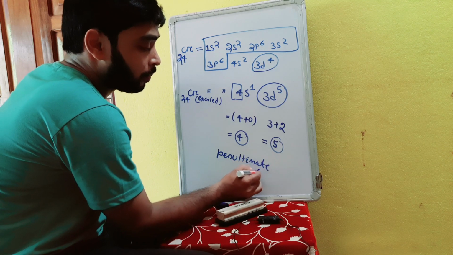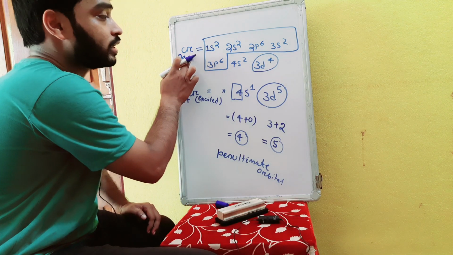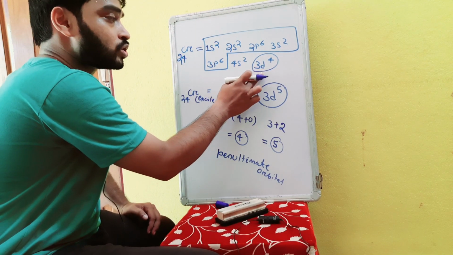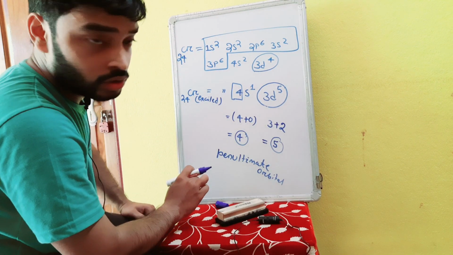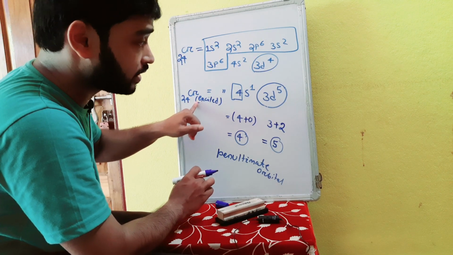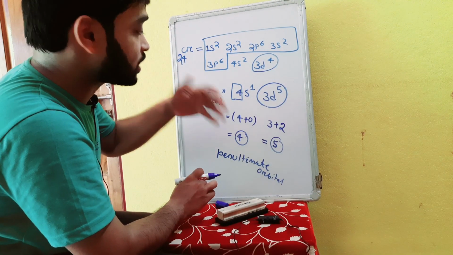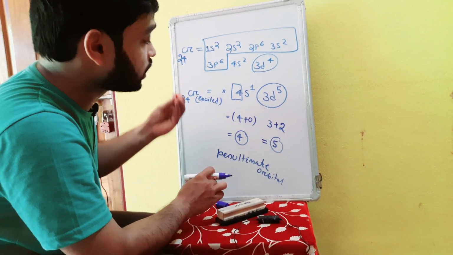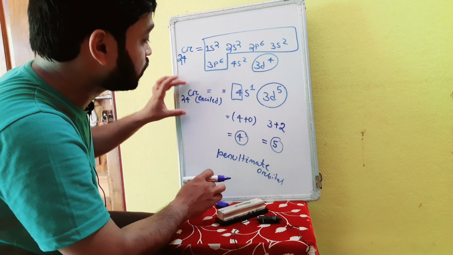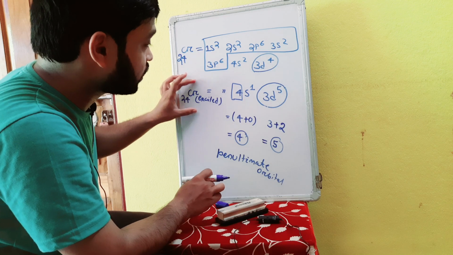So here the chromium atom, which in the ground state contains a 3d orbital, shows an unstable electronic configuration. But in the excited state, chromium contains a half filled number of electrons, which expresses its stable electronic configuration. That means the chromium atom becomes stable when it is present in the excited state, not in the ground state.